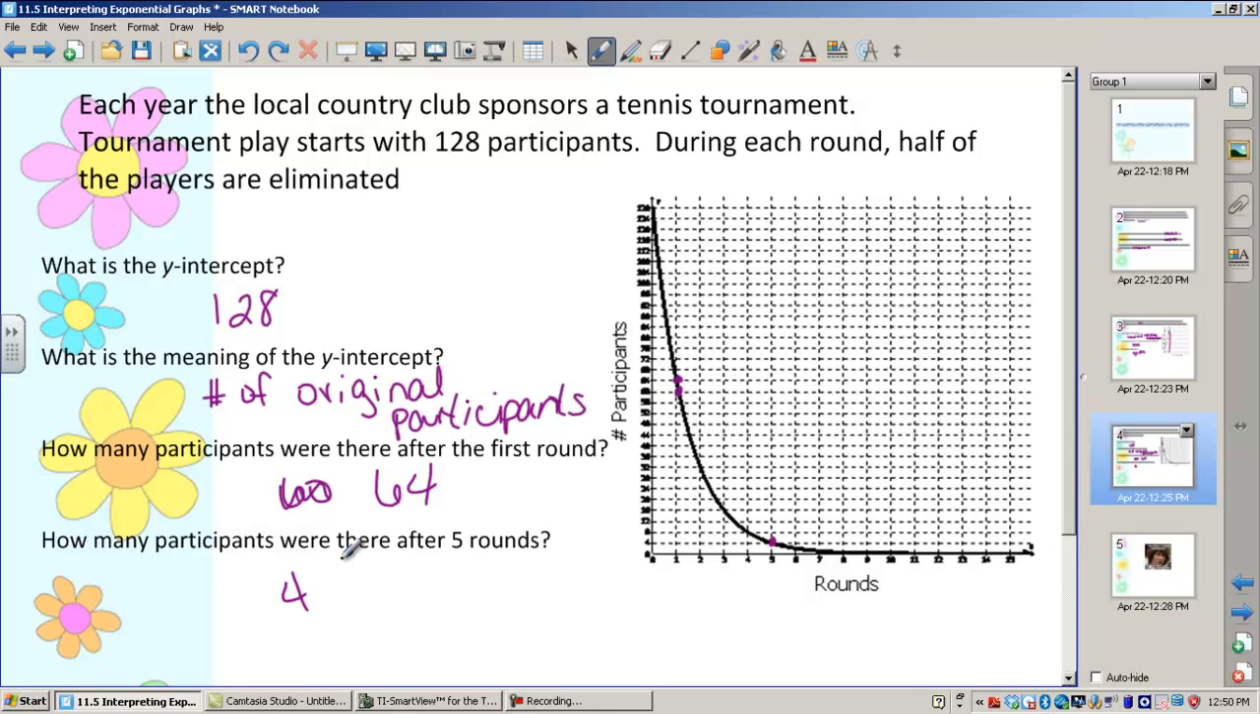If we were to graph it, it would look very similar to this, except it would start at 64 instead of 128. But anyway, there is interpreting graphs. All you've got to do is use the graph or use the function, answer the questions that go with it, and that's all there is to it.